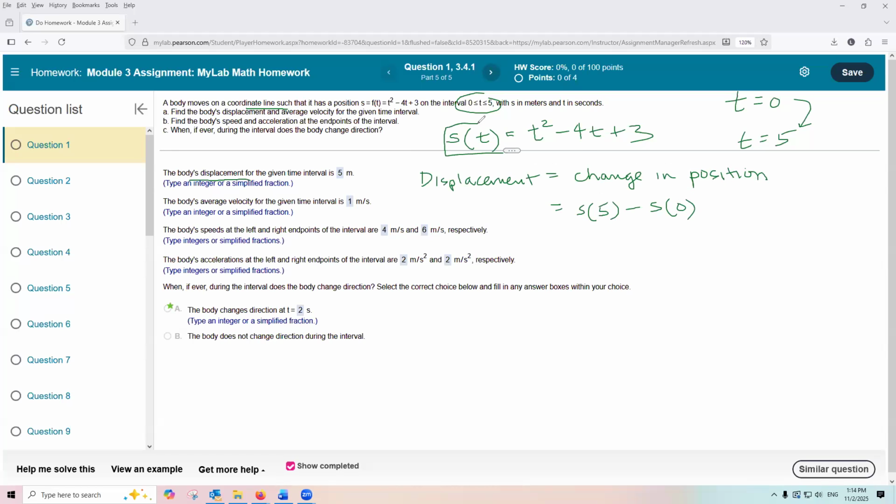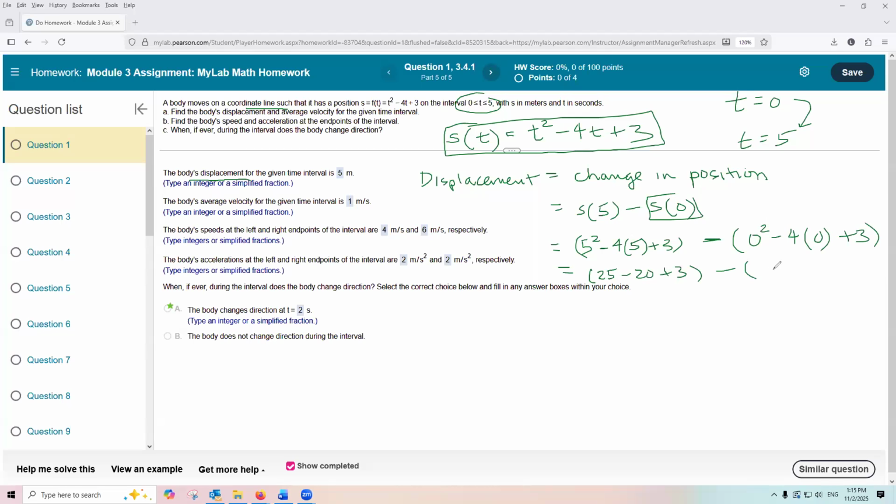Well, I could just use this position function. So s of 5 is going to be 5 squared minus 4 times 5 plus 3. And then back here, I'll put s of 0. That's 0 squared minus 4 times 0 plus 3. All right, I'll just work this out. In this first parenthesis, we've got 25 minus 20 plus 3. In this back parenthesis, 0 minus 0 plus 3. This is 8 minus 3, so we're getting 5. So the displacement is 5, and we're really measuring in meters, so 5 meters.